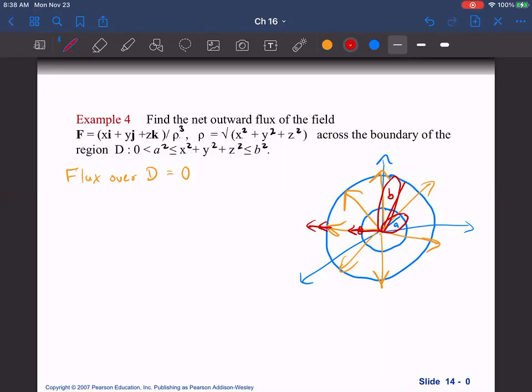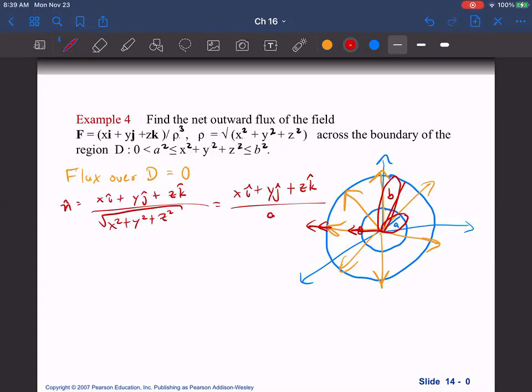Therefore, if we wanted to find this actual flux through a single sphere, through one of these spheres, not through both, we can say our normal unit vector is just going to be xi plus yj plus zk, over that magnitude, the square root of x squared plus y squared plus z squared, which is just the radius of our sphere. So it's xi plus yj plus zk over a, just like the result we had a couple pages back. And so that's our radius of whatever sphere we're looking at.